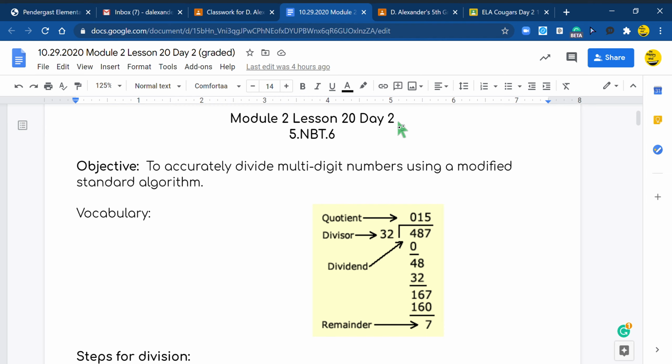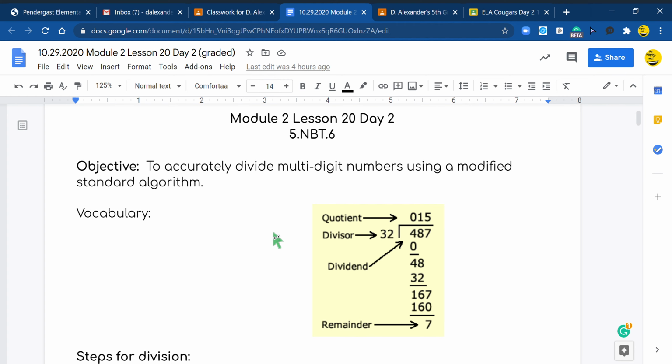Now, let's go down. We're going to quick review our vocabulary. On the outside of the division sign is our divisor. We use our divisor to divide into the dividend. So our dividend is the inside number. Once we take our divisor and divide it into our dividend and take it all the way down, if we have any number that is smaller than my divisor, it becomes a remainder. And then my answer is called the quotient.